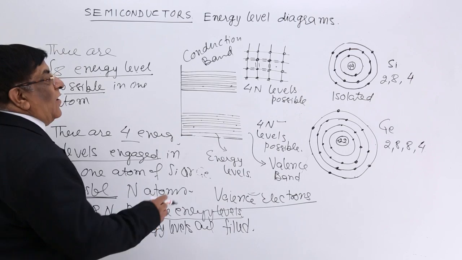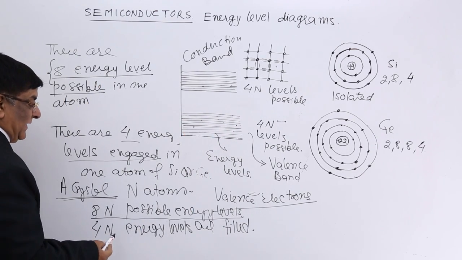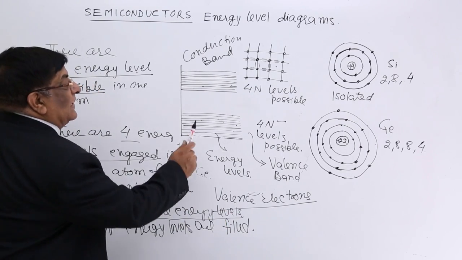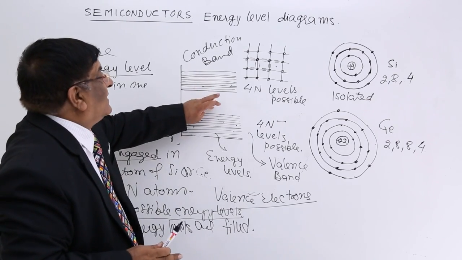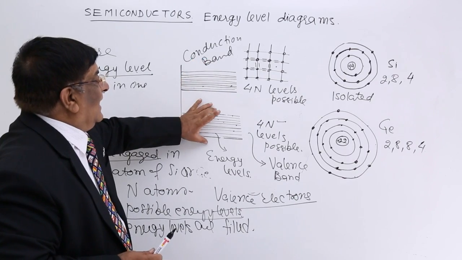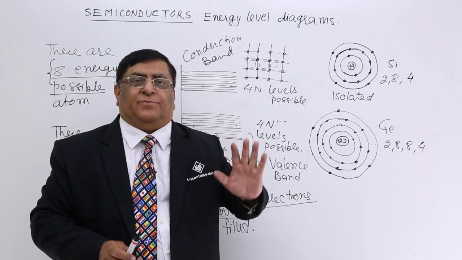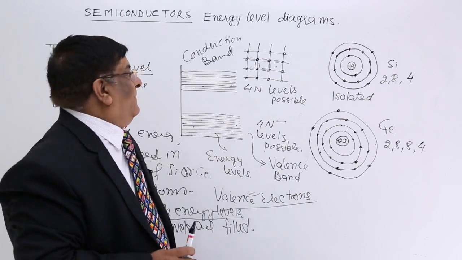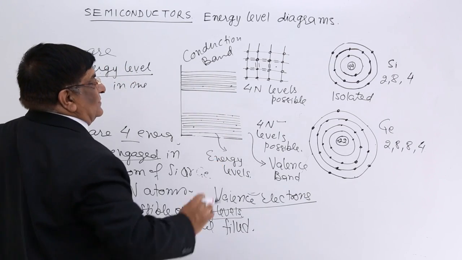Similarly, here, how many levels do we have? 8n total levels. 8n possible energy levels, and how many electrons are there? 4n electrons. So all the electrons, if they want, can be here, or they can be here, or they can distribute themselves. Normally they distribute themselves. There are cases in which all of them are here. Okay, so there are clear-cut two bands.